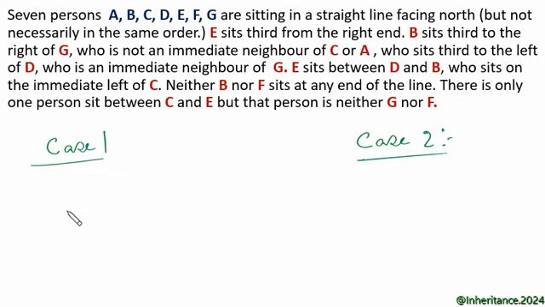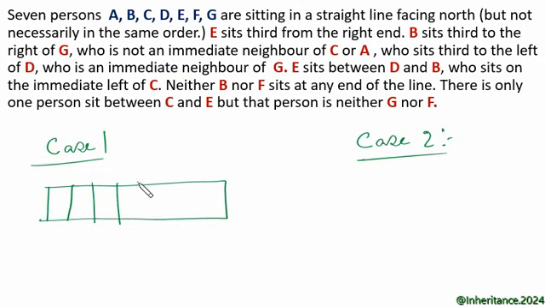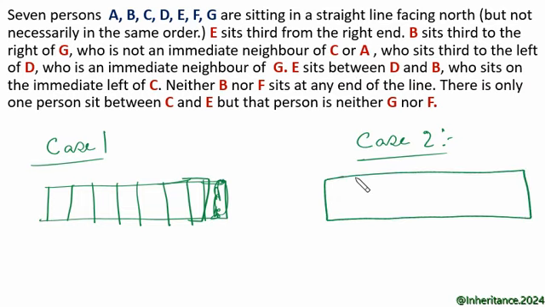Okay, so in case 1, 7 persons: 1 2 3 4 5 6 and this 7, 1 2 3 4 5 6 7. So 1 is extra. Okay, this 7. And in case 2 there are also 7 persons, 1 2 3 4 5 6 7.